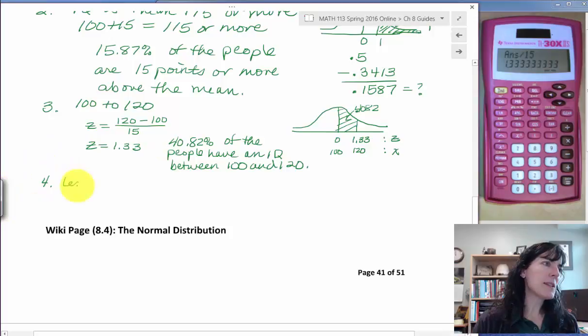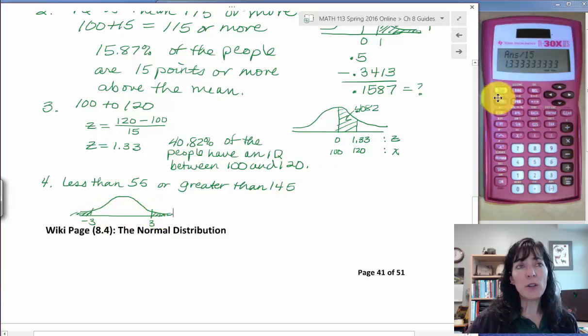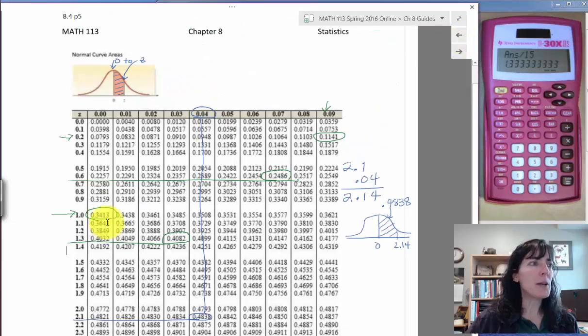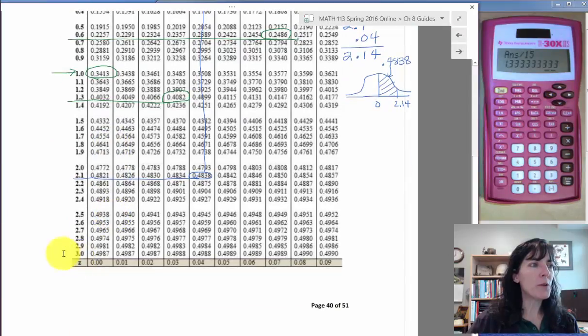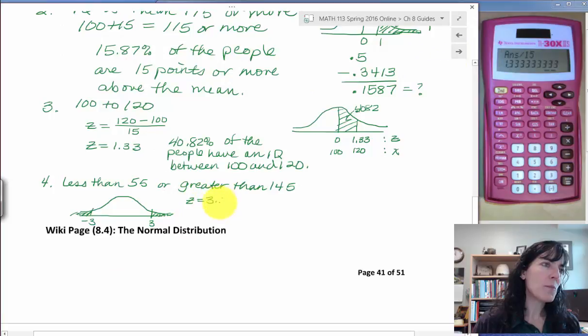So number 4, less than 55 or greater than 145. I'm going to say it's very few people, right? So we're over here at 3 and over here at -3, and we want the two tails. And we can look up one of them on our table and scroll all the way down to the bottom, and we want 3.0 because we're exactly at z equals 3, and it is 0.4987. So z equals 3.0 gives you an area of 0.4987.